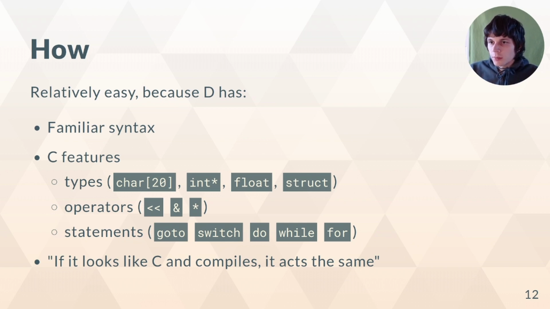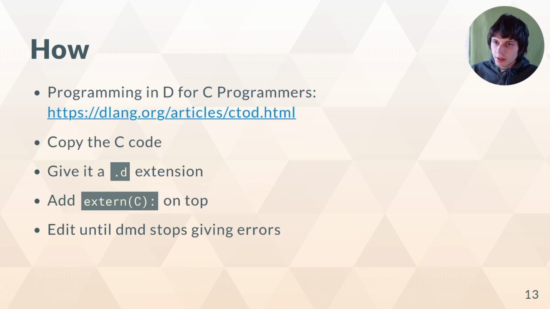but how do you do it? Well, like I said, it's pretty easy because D has familiar syntax and the same features as C, such as the types and operators and statements. And on top of that, it was designed as a successor to C, so if code looks like C and it compiles in D, it acts the same, so there's no subtle differences in integer promotion or operator precedence or anything like that. So to get started, first you need to be familiar with the differences between D and C, and I recommend this great article on the website for that.